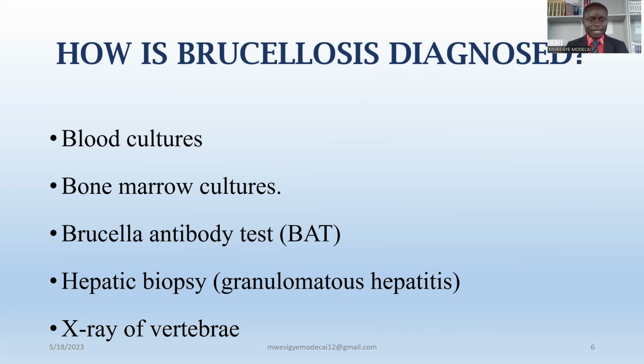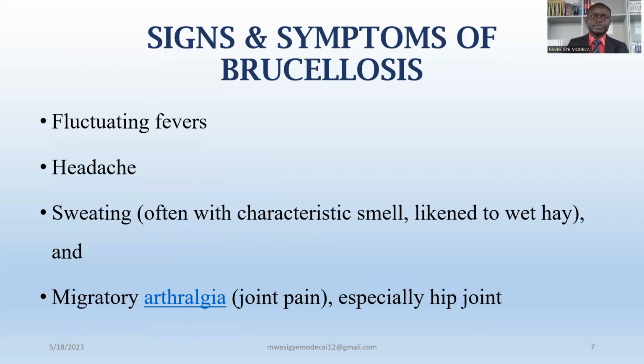The commonly done test is the Brucella antibody test, which you call BAT. That's what is commonly used in many hospitals to diagnose Brucella, commonly abbreviated as BAT. Then you can also do hepatic biopsy. And lastly, you can also do an X-ray of the vertebra. As we have said, it affects the bone marrow, so you'll find in that vertebral column, many of the parts are now destroyed. So that's how you can diagnose brucella.